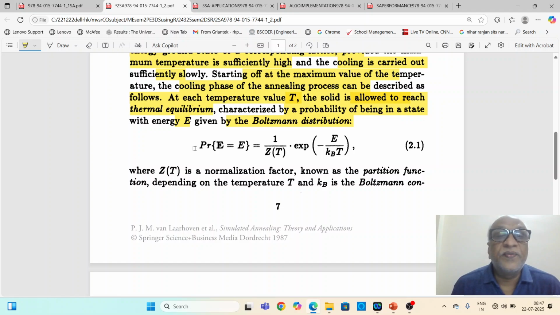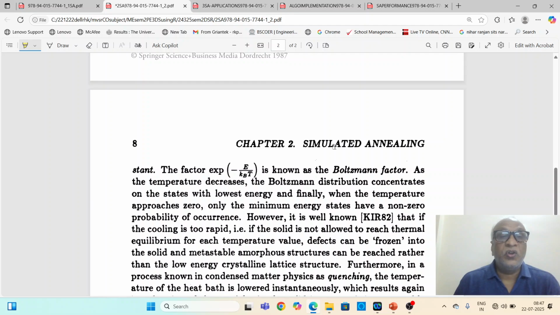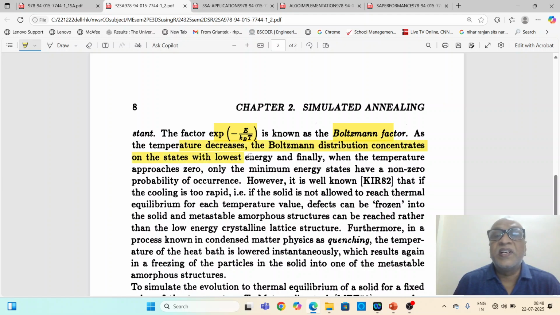So here, this is the formula for that. Probability of E is equal to 1 upon Z(T), where Z(T) is a normalization factor known as the partition function, depending on the temperature T. k_B is the Boltzmann constant, exponent of minus E divided by k_B T. The factor exponent of minus E divided by k_B T is known as the Boltzmann factor. As the temperature decreases, the Boltzmann distribution concentrates on the states with lowest energy, and finally when the temperature approaches zero, only the minimum energy states have a non-zero probability of occurrence.